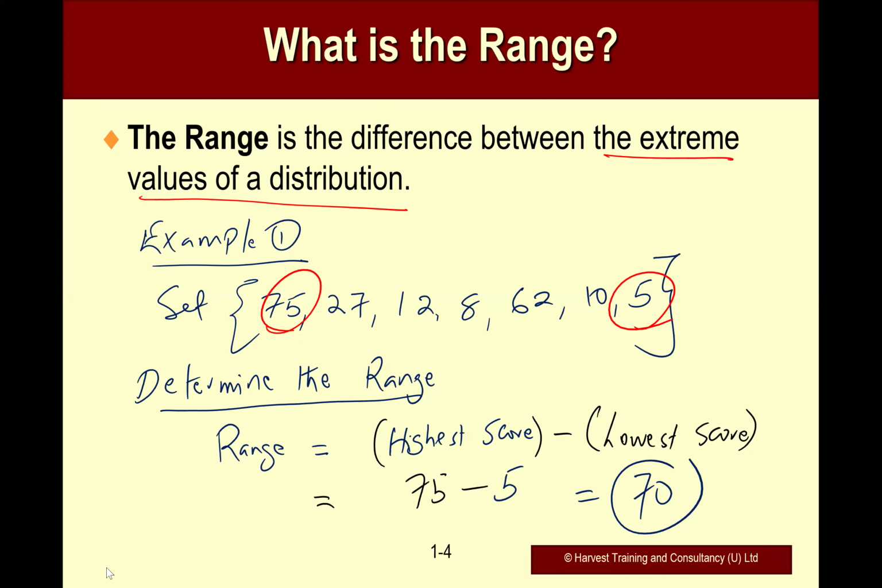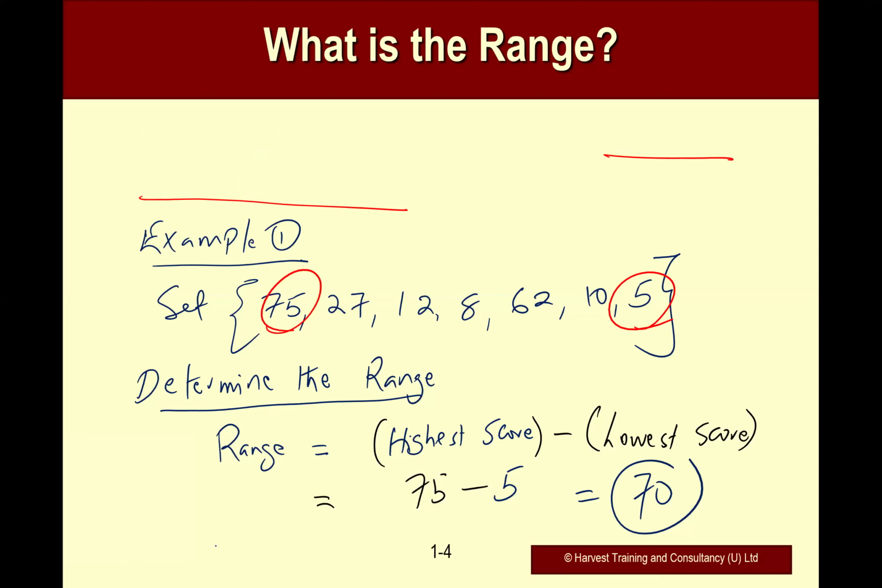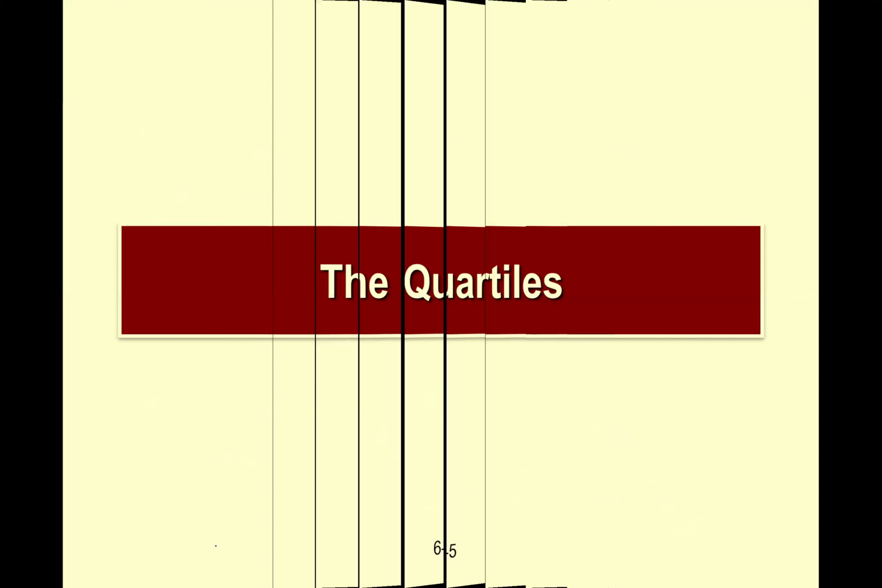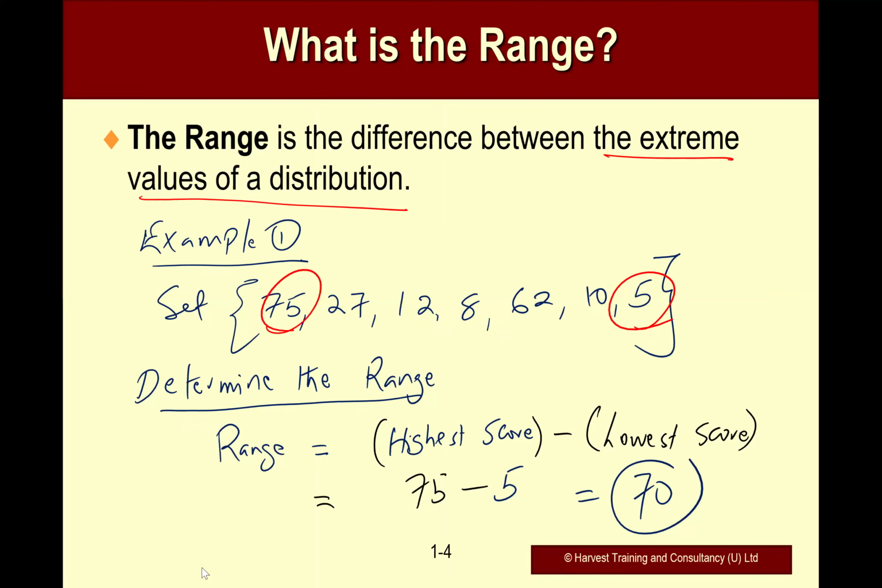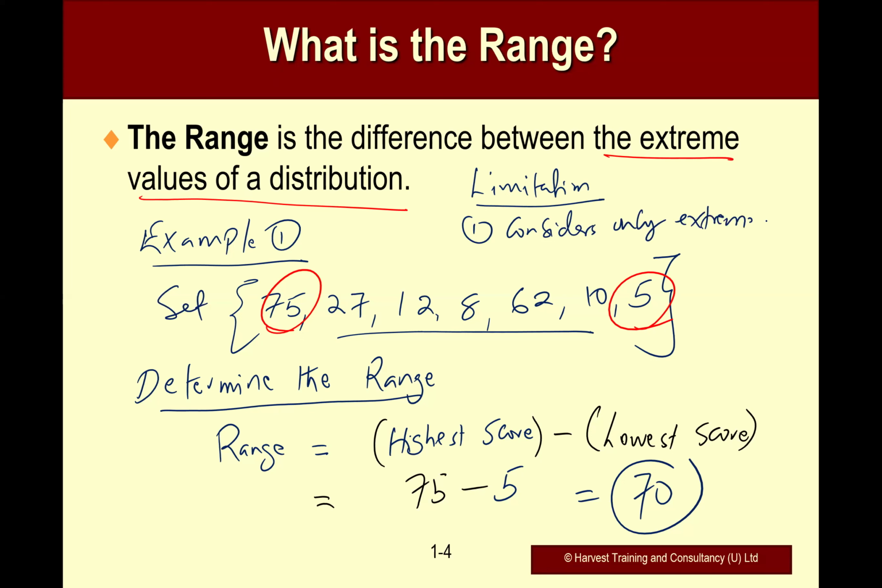Now, one of the weaknesses of the range, if I can just go to this other side, is that the range does not consider the values in between the extreme values. It only considers the extreme values. So limitation number 1, which you can note in your books, is that it considers only extreme values.